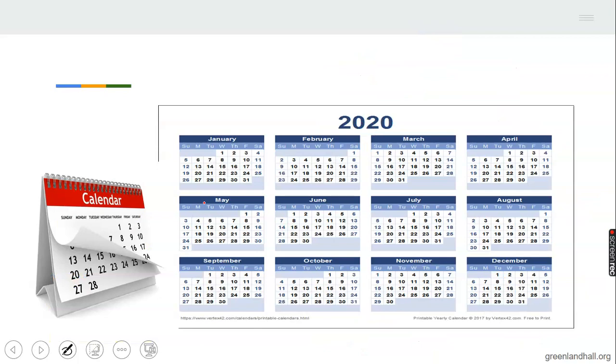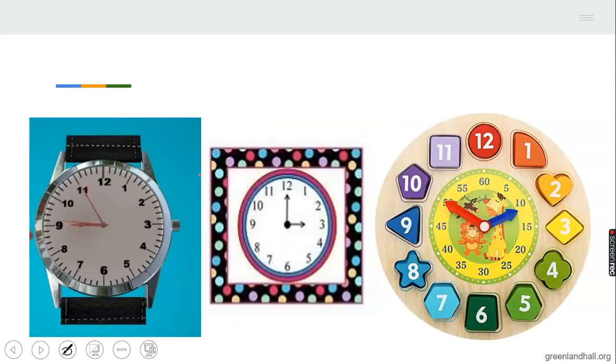We talk about 7 days in a week. That's Sunday, Monday, Tuesday, Wednesday, Thursday, Friday, and Saturday. 7 of them in a week. And 4 weeks in a month. 1, 2, 3, 4. 4 weeks in a month. Sometimes there are extra days.